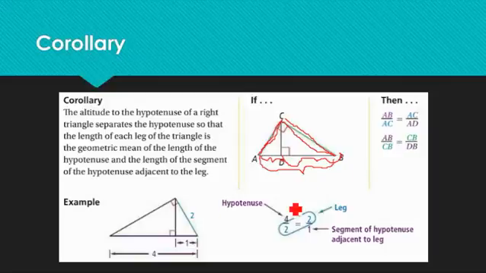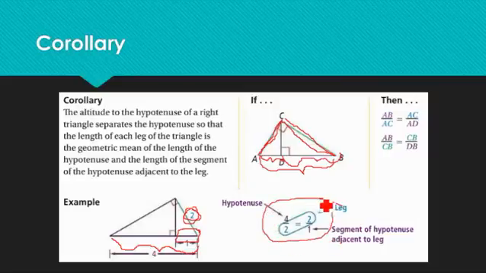So for example, if I have 2 here, the segment of the base that is adjacent to it would be one of my extremes. The whole base itself would be one of my extremes, which is 4, and 2 would be the geometric mean of the 2 lengths.